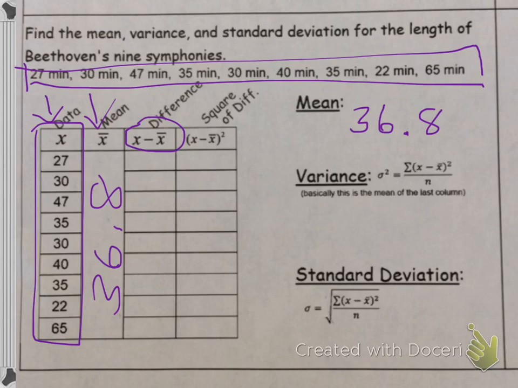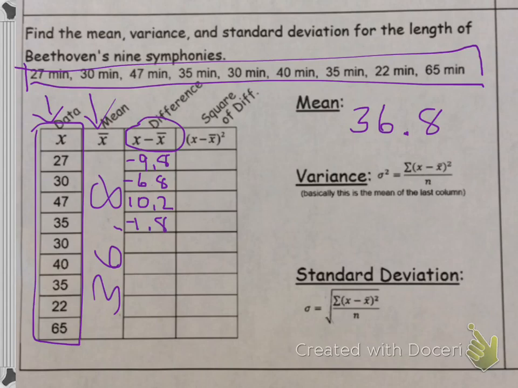So I'm going to go 27 minus 36.8, and I get negative 9.8 for that number. I'm going to do 30 minus 36.8, and I get negative 6.8 for that number. 47 minus 36.8 is 10.2. 35 minus 36.8 is negative 1.8.